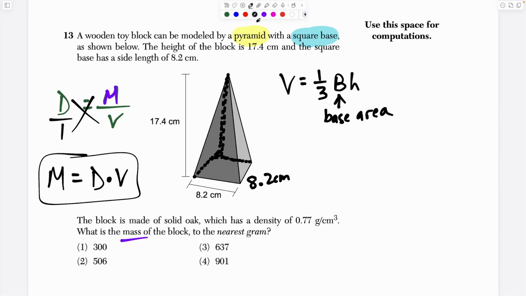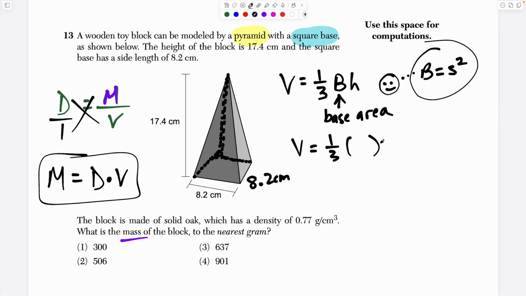So what I would do is the base area, since I'm dealing with a square base, I would do 8.2 centimeters times 8.2 centimeters. Once again, capital B in this case is equal to the side length of the bottom squared. So I could start by saying the volume equals 1/3 times 8.2 centimeters times 8.2 centimeters. This gives me the area of the base, but I also have to multiply by the height of the pyramid, which is 17.4 centimeters.